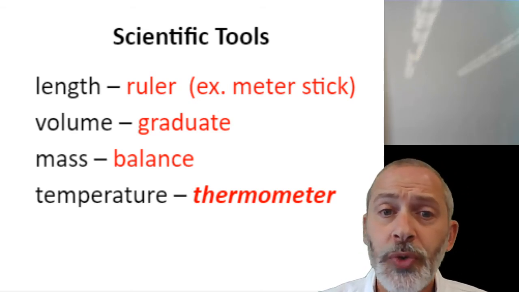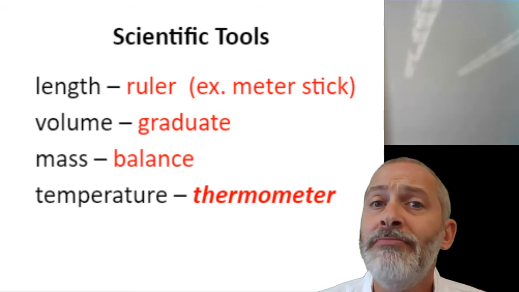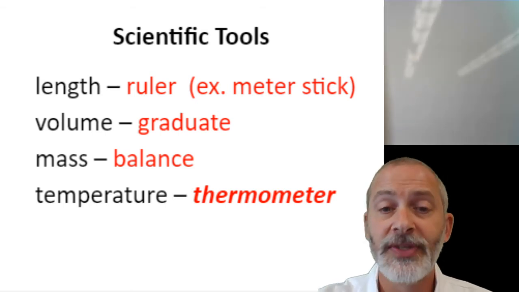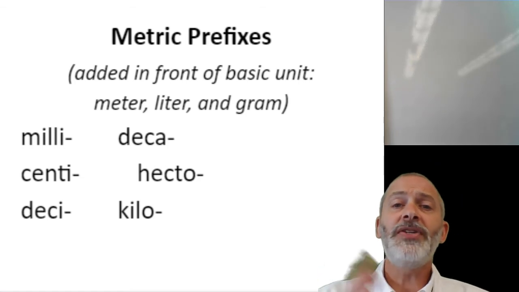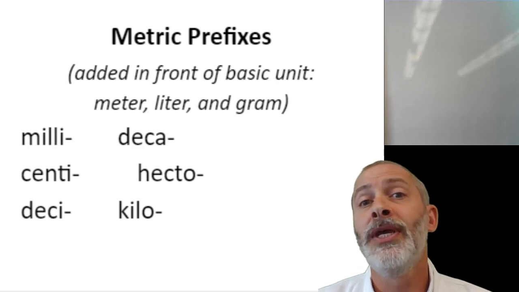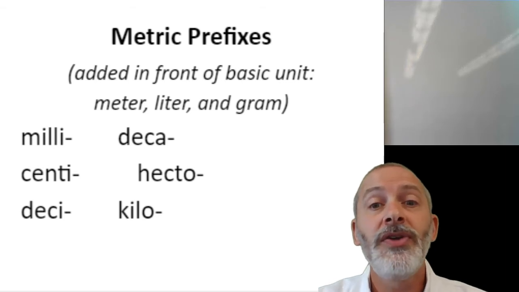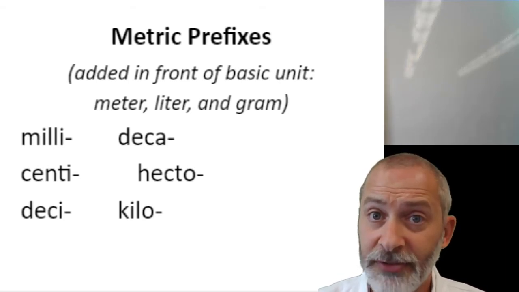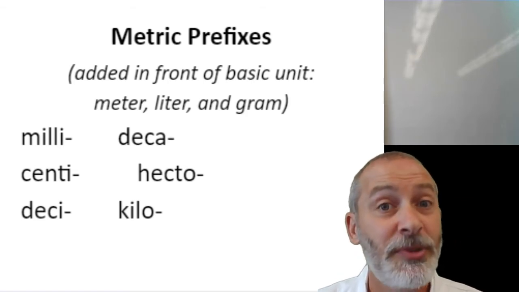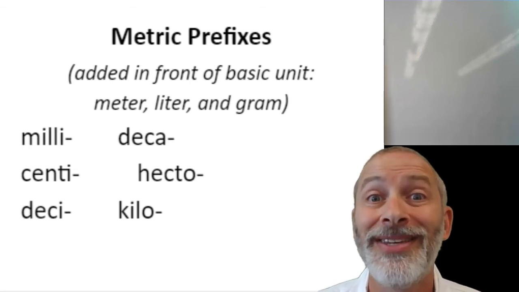So, the tools we use: rulers, graduates, balances, and thermometers to measure the various things in science class. Now, just as I explained to you yesterday with different words in science and how prefixes and suffixes can change meanings, well, there are some metric prefixes. In fact, there are 6 basic metric prefixes that if you learn these 6 basic prefixes, then you have mastered about 90% of the metric system.